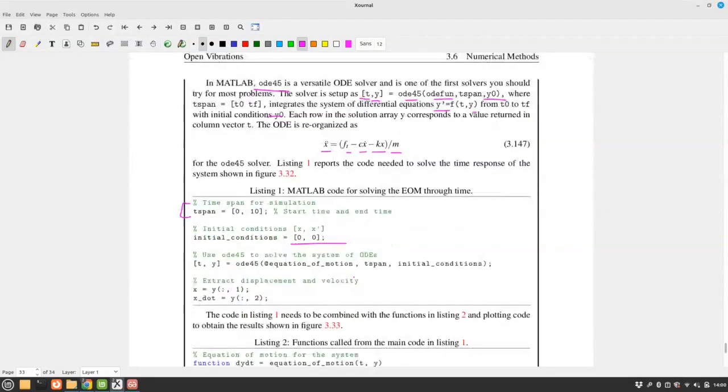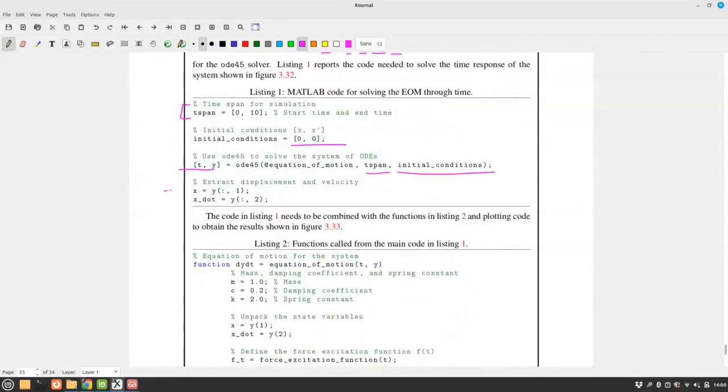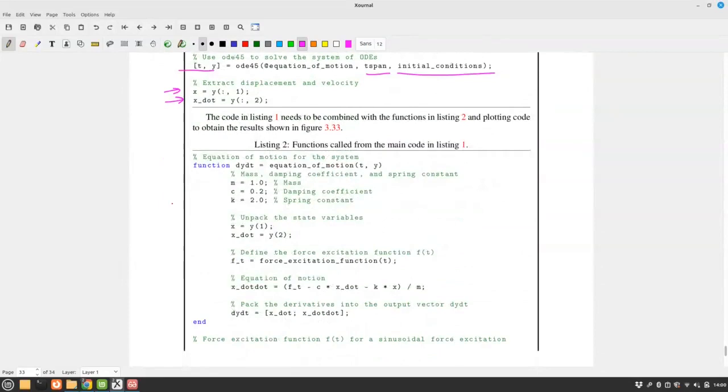We have no displacement. We have no velocity. That works pretty well. And then we set up our ODE45 solver, and we have our equation of motion, our T span, and our initial conditions. And then we extract the displacement and velocity, right? This is just kind of extracting those terms. And then we go ahead and we build out a function. And we set our mass, we set our damping, we set our stiffness. We unpack our state variables from the call before.